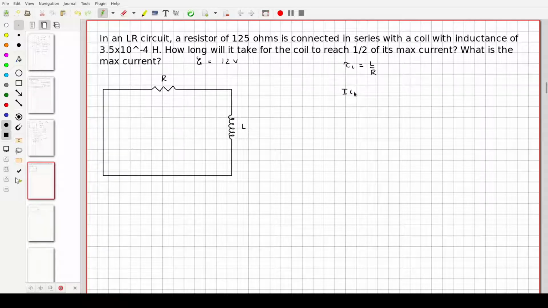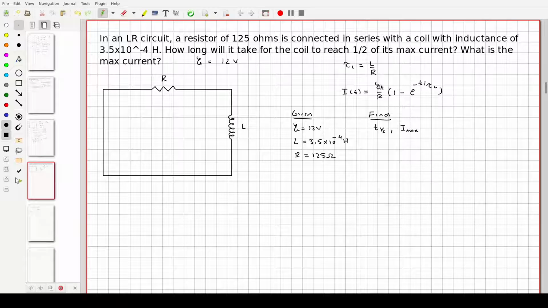Just like I know my current as a function of time is going to look like the EMF over R times 1 minus e to the minus t over tau. So what I've been given here is my EMF is 12 volts. My inductance is 3.5 times 10 to the minus 4th henries. My resistance is 125 ohms. And what I'd like to do is to find the amount of time it takes for the coil to reach 1/2 of its max current. I'll call that T sub 1/2. And also I'd like to find what the max current is.